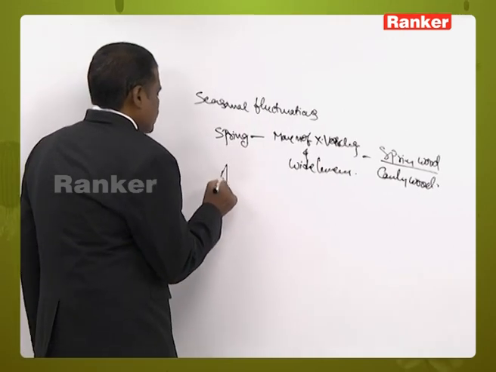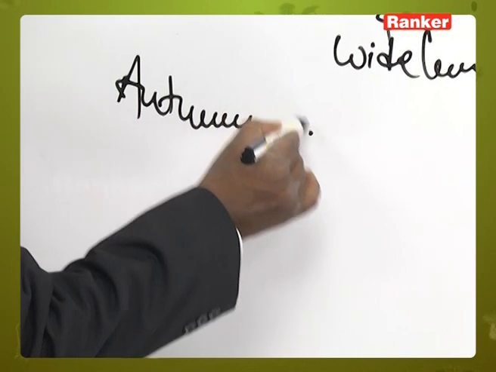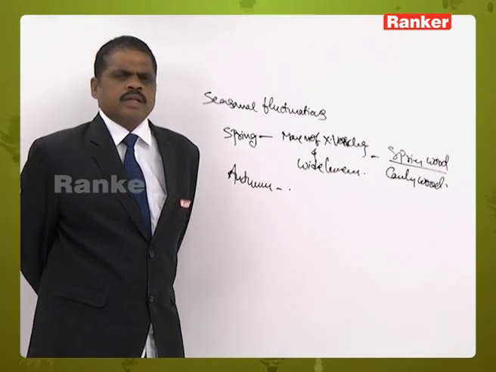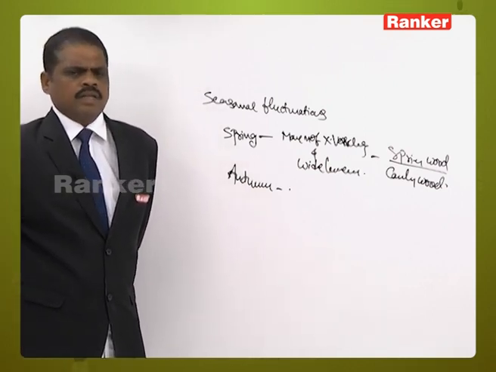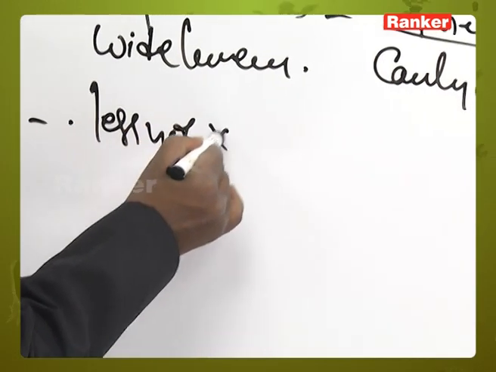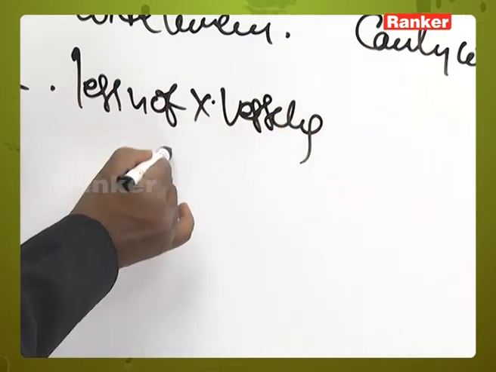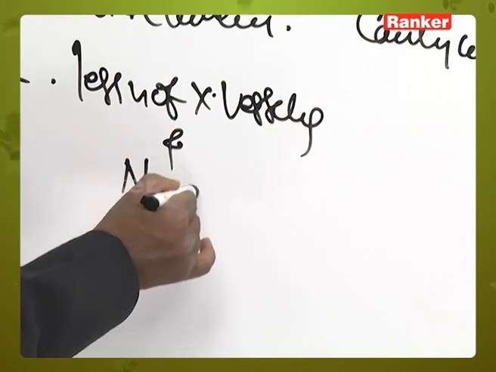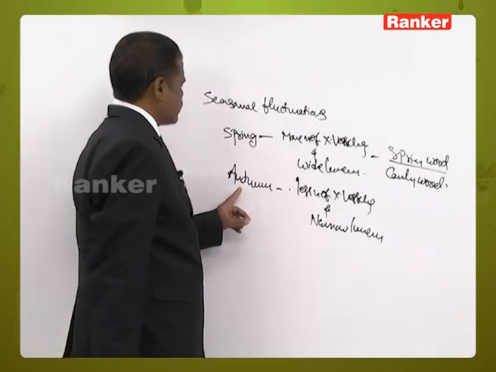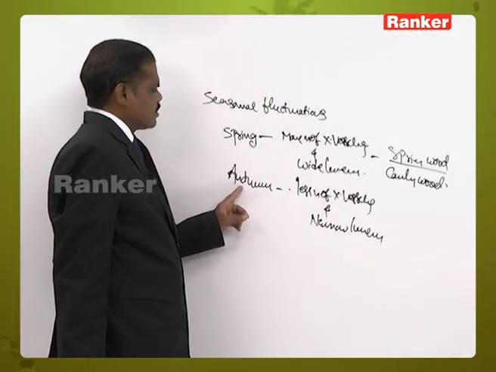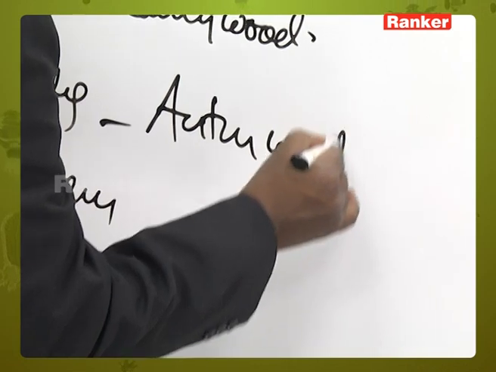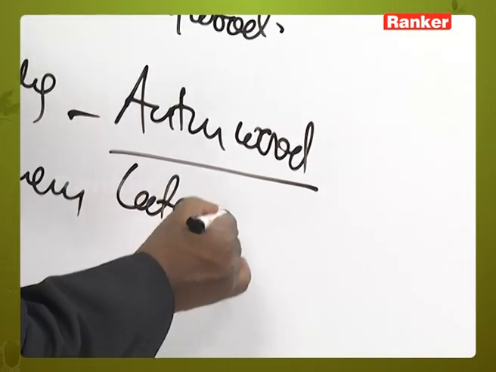Whereas in autumn season, there is not much demand for water because it is the leaf fall season. That's why in autumn season, less number of xylem vessels are formed with narrow lumen. This wood, meaning secondary xylem, formed in autumn season is called as autumn wood, which is also called as late wood.